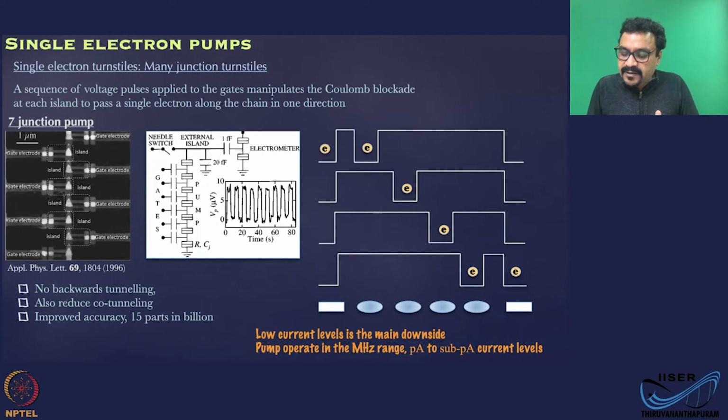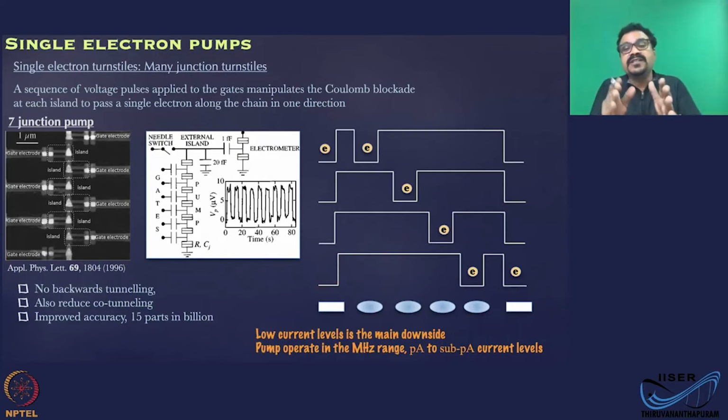In this situation you have the electron in one of the islands. The next moment you change the pulse so that this island is not favorable for the electron to occupy, but this one is suddenly favorable because the gate voltage is changed in that manner. So the electron will move here, next moment here, next moment here. You have 5 junctions in this diagram, and here you have 7 junctions. This multi-junction circuit makes sure that the electron cannot come back, because there is no way the electron can come back through all these series of junctions.